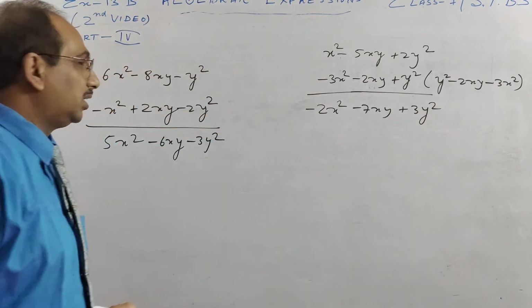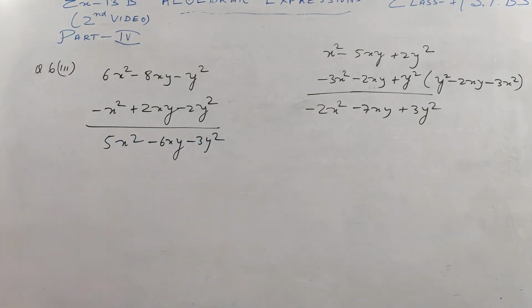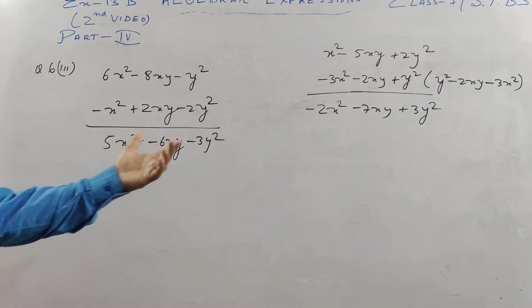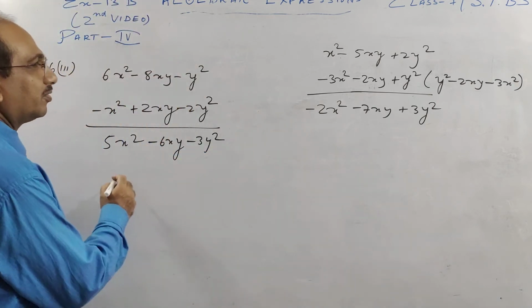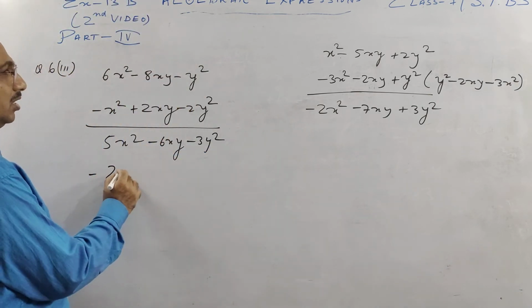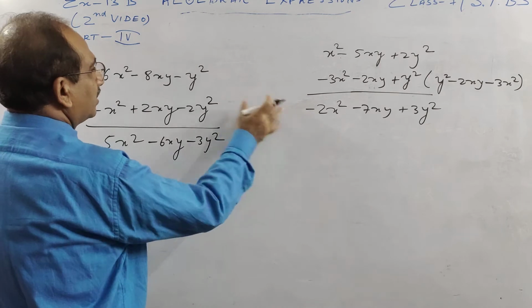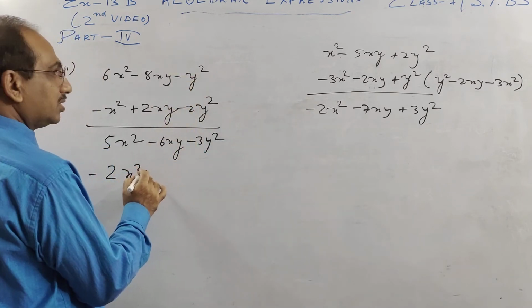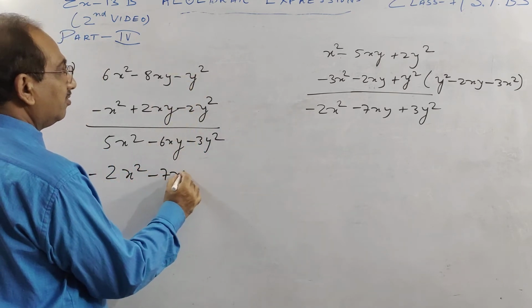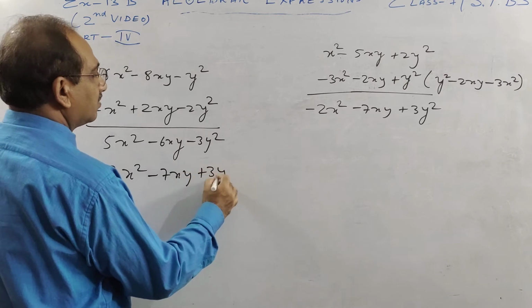So the question is subtract. If you see the question, it is subtract the sum of x square minus this. So this we have to subtract from this. So here the sum of this we subtract from the sum of this. So if you see minus 7xy plus 3y square.